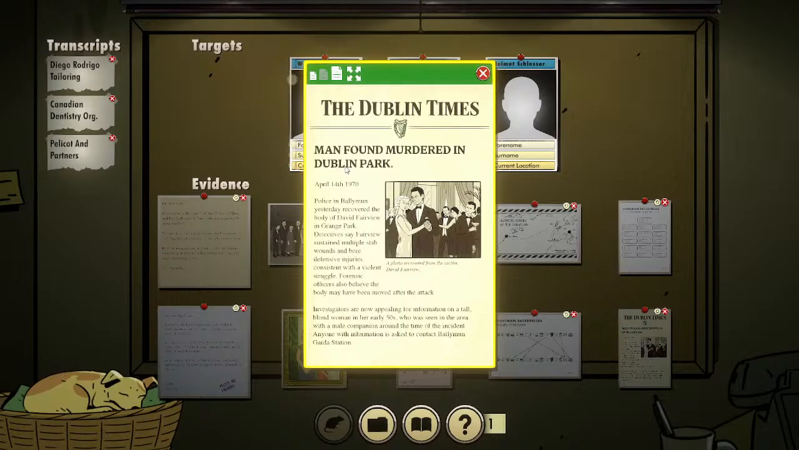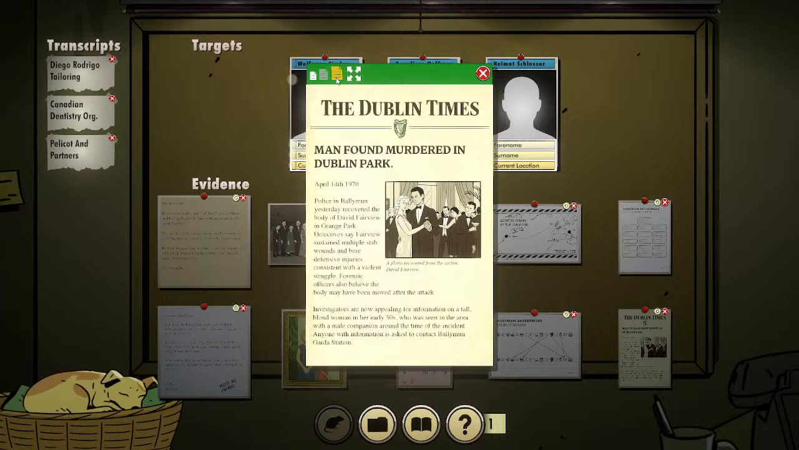Man found murdered in Dublin Park. Police in Ballymoon yesterday discovered the body of David Fairview in Grange Park. Detectives say Fairview sustained multiple stab wounds and bore defensive injuries consistent with a violent struggle. Forensic officers also believe the body may have been moved after the attack.